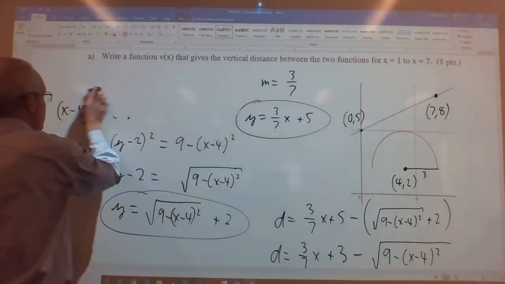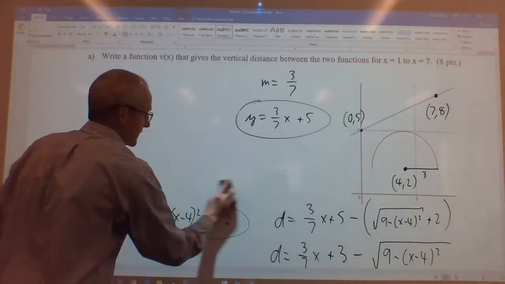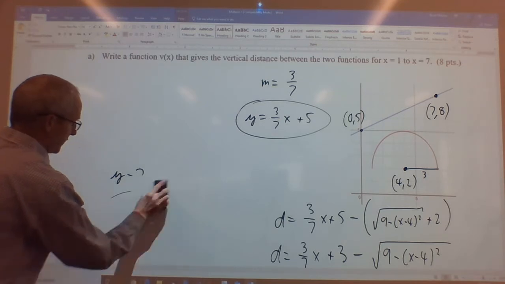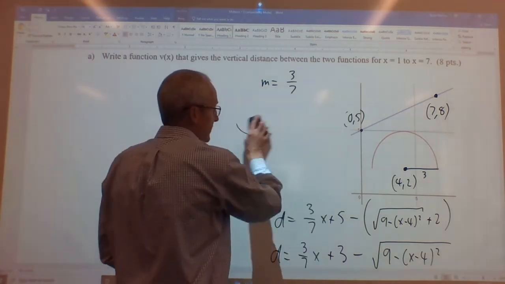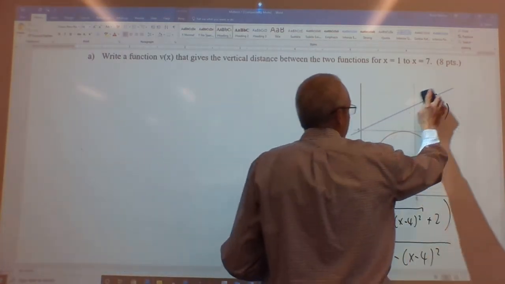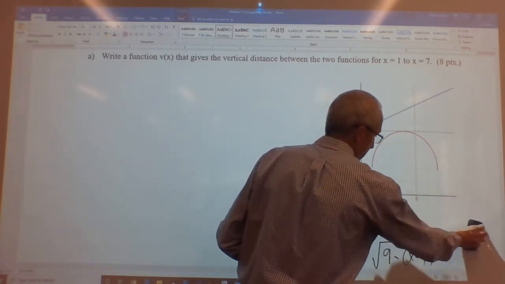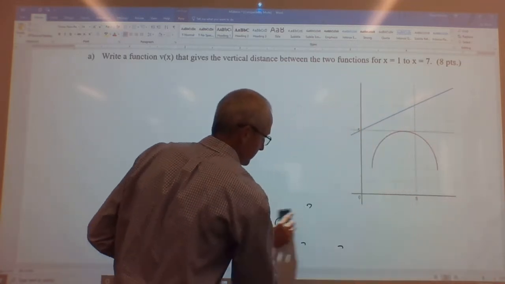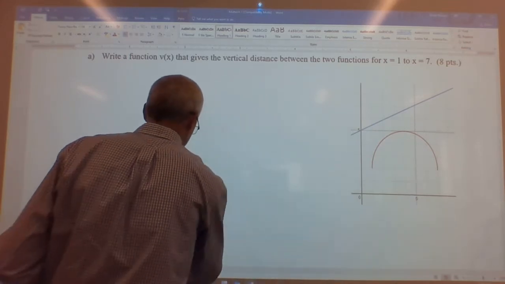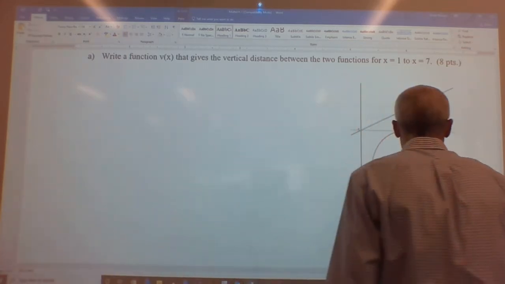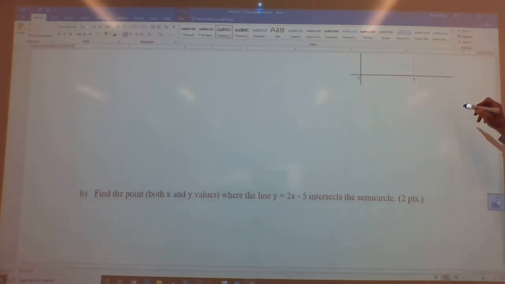Had to remember circles and semicircles, which is the top half. When you take the square root, you get plus or minus. If you want the top, you put the plus. If you want the bottom, if I had drawn it this way, we would have taken the minus sign. Either one works.